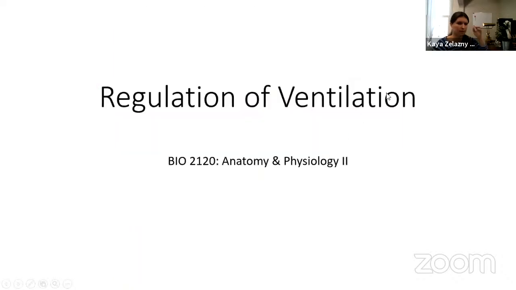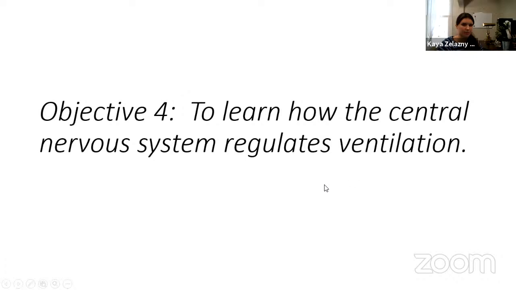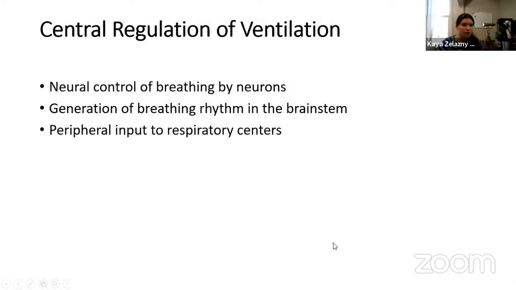Okay. So now we're briefly going to go into regulation of ventilation, which is where we were supposed to be today according to the schedule. Okay. So we're thinking about what is actually controlling our rates and patterns of breathing. So this is going to involve the central nervous system. So we're going to see that control of breathing is controlled by neurons, right?